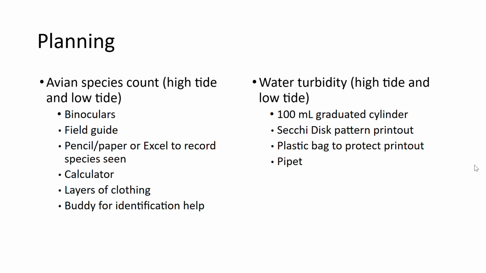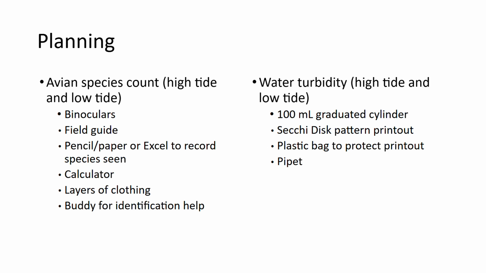I broke this into 3 tests. The first one was to do an avian species count. All of these are going to occur at high tide and at low tide. For the avian species count, I needed to bring out binoculars, a field guide, pencil and paper, or what I used was my phone to make an Excel sheet to record the species seen, a calculator to figure out the amount of birds that I saw, lots of layers of clothing because weather out here is unpredictable, and a buddy to help me with identification.